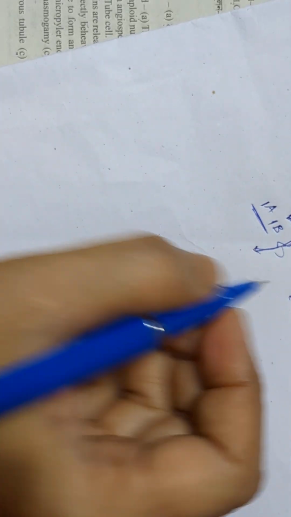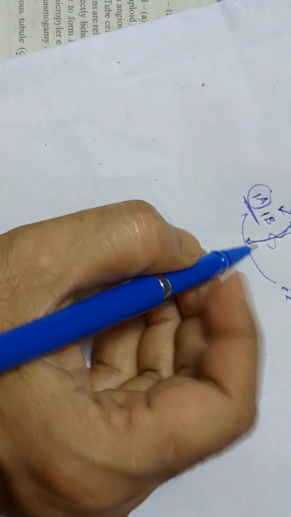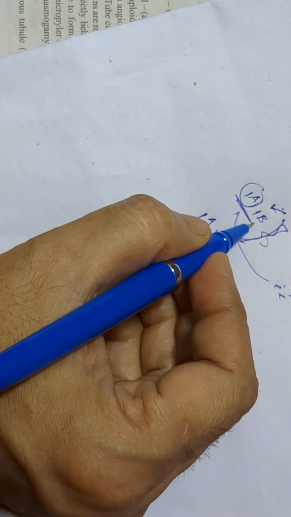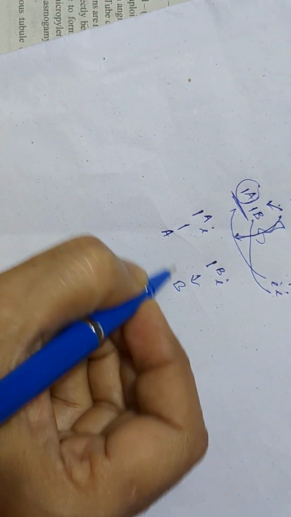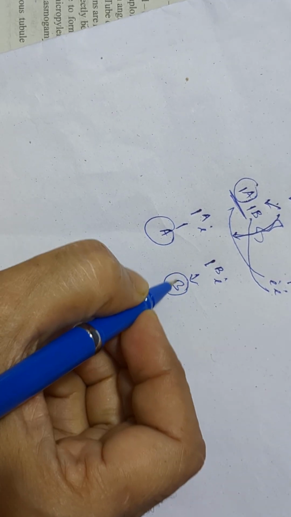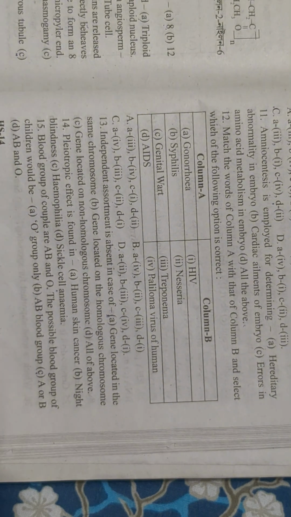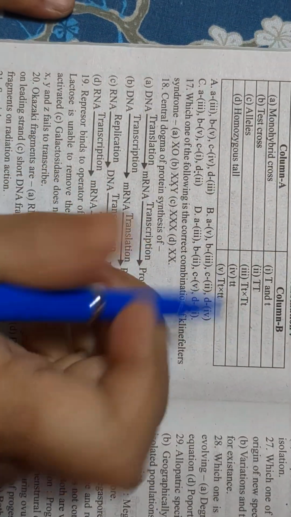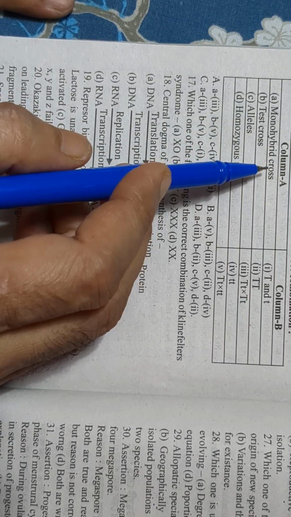Oh, sorry, false. I'm making a mistake. So in this case, if this gene and this gene combine, it would be group A, and if this gene is combined, then B. That means A and or B. These two groups may arise in the offspring. A or B, A or B. C is the correct answer. Now move on to the next question.